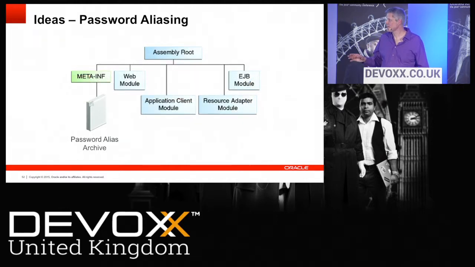And passwords would reside in a password alias archive. It wouldn't necessarily be a JKS file, maybe some PKCS12 formatted file, something like that. But it would sit like any other resource in your application, and it would be deployed with your application.